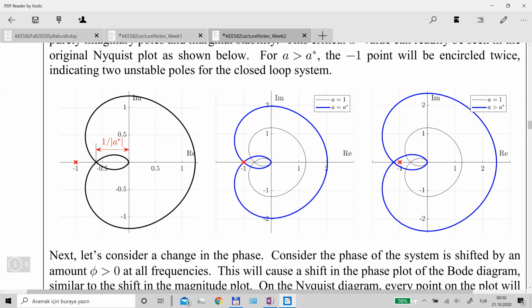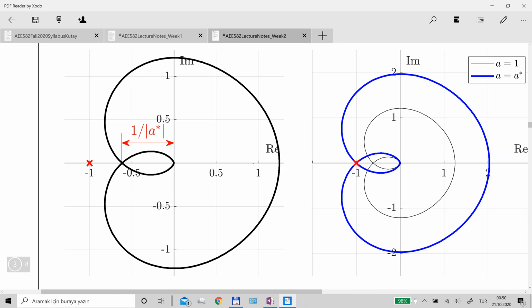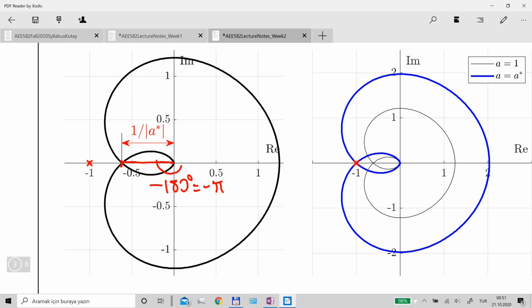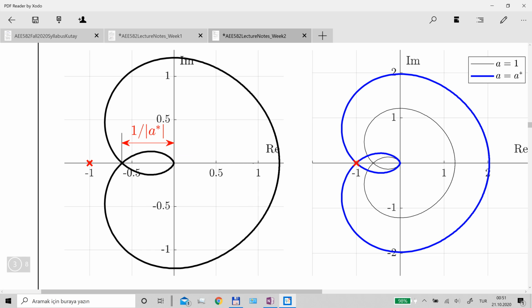Okay, so the question is, what is that critical value of a star? And we can see that very easily from the original chart. So you find this point where the Nyquist plot crosses the negative real axis, and that point is the point where the phase is minus 180 degrees, or negative pi in terms of radians. So at that frequency where the phase is that much, you look at the magnitude of the system, and obviously you can read these values from the Bode plot as well. You find that magnitude, and the inverse of that magnitude gives the critical value of a star. Okay, so we call that critical value the gain margin of the system. And this is how we can find when a change in the magnitude of the system can cause instability.